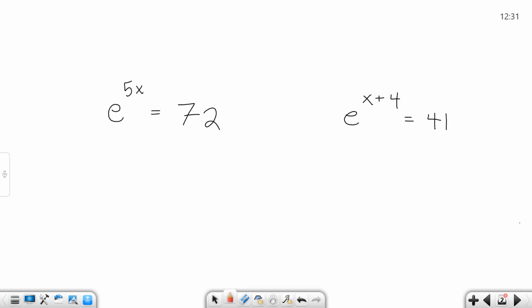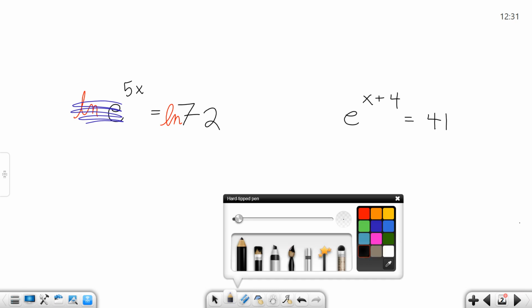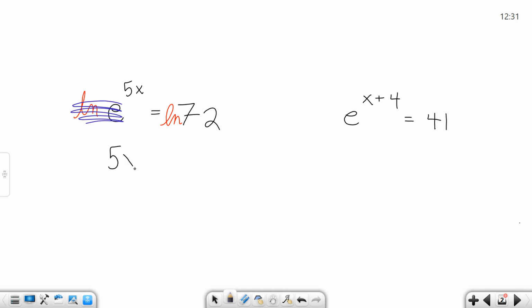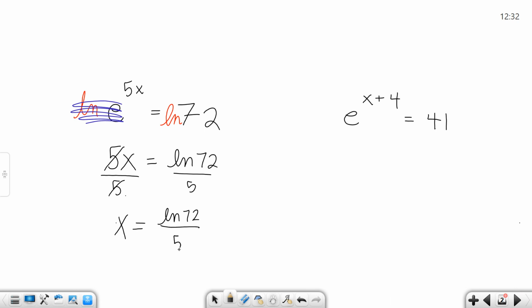Okay, so what you're going to do with an exponential equation with an E is you're going to take the natural log of both sides. Now, you have a property that we studied earlier that said if you have an ln and an E together, they cancel one another out. It's like kryptonite. So 5x would be all that was left on the left side, and that equals the natural log of 72. Now to get this by itself, this is just times, so I'm going to divide both sides by 5, and x would equal the natural log of 72 over 5.